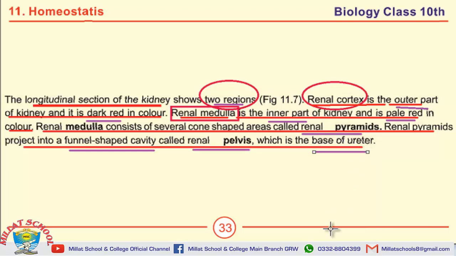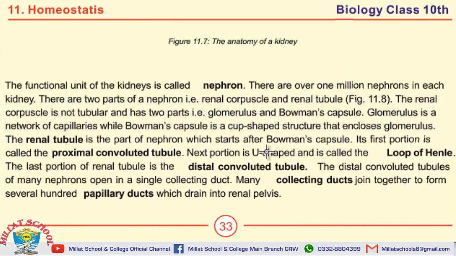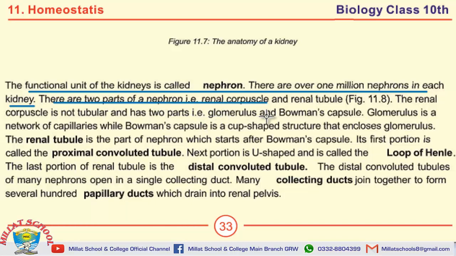So these were some of the MCQs and short questions on this page, which are indicated over here. First short question on this page: define nephron. The answer: the functional unit of kidneys is called nephron. There are over 1 million nephrons in each kidney. Question number 2. Write parts of nephron. There are two parts of nephron, that is, number 1, renal corpuscle, and number 2, renal tubule.